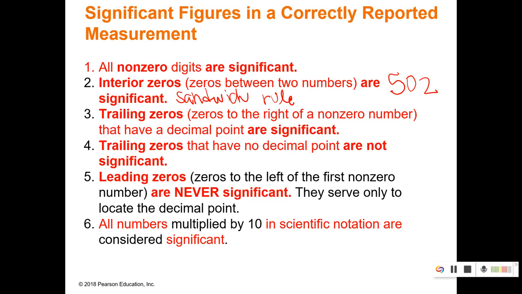Rules 3 and 4 are about trailing zeros. Trailing zeros are the zeros at the end of a number. So let's say 500.0, and then let's just say 5,000. Okay, number 3 does have a decimal. The zeros are to the right of another number. If there's a decimal, they're significant. So all 4 of those numbers for number 3 are significant. Number 4, if there is no decimal, they are not significant. So this is only 1 sig fig. And this is 4 sig figs.